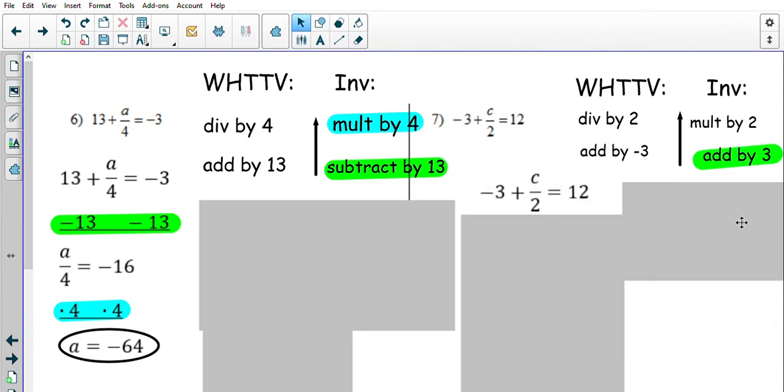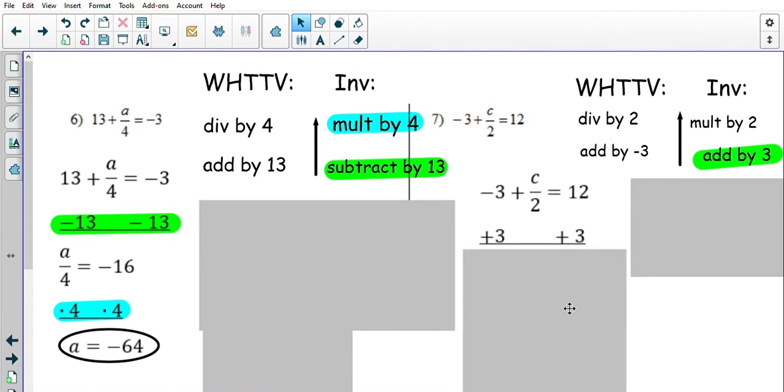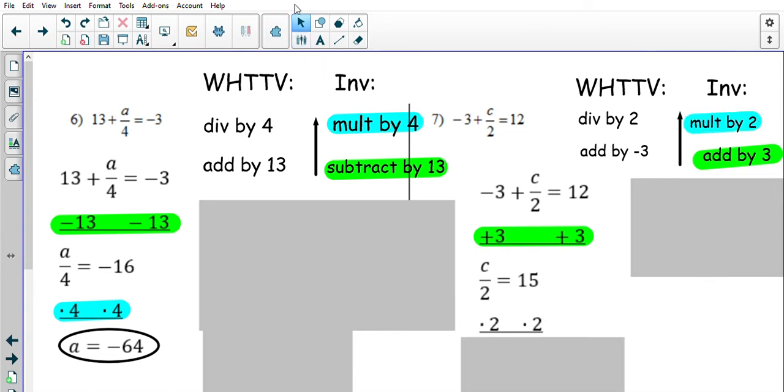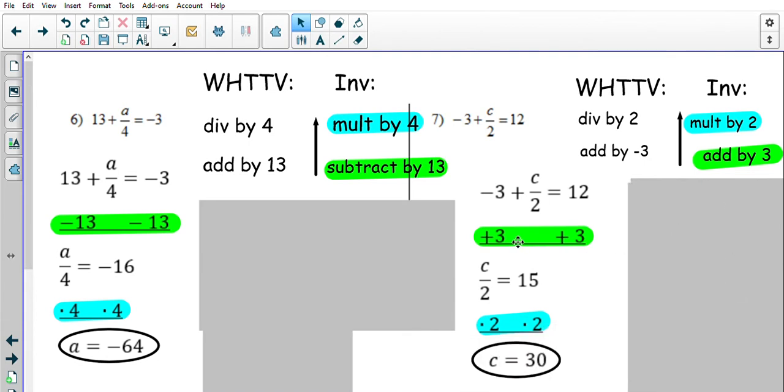Let me move this out of the way. Add 3 on the left and on the right. It's going to cancel out on the left to leave you with c over 2. 12 plus 3, of course, is 15. We now want to multiply both sides by 2. So let's go ahead and do that. Whoops, almost gave you the answer there. We're going to be left with c on the left-hand side. And of course, 15 times 2 is 30 for our solution.